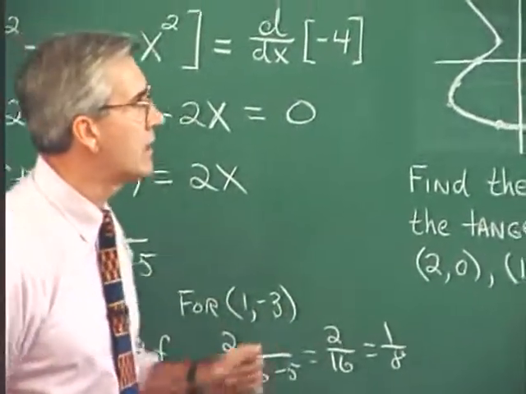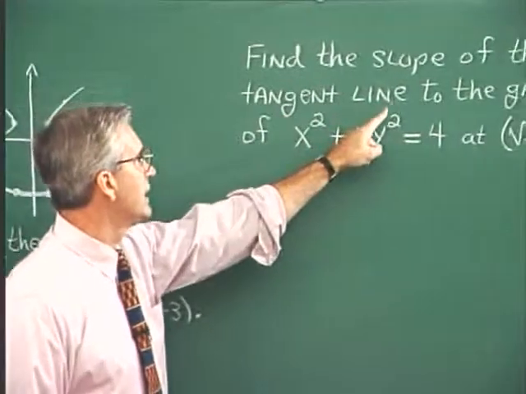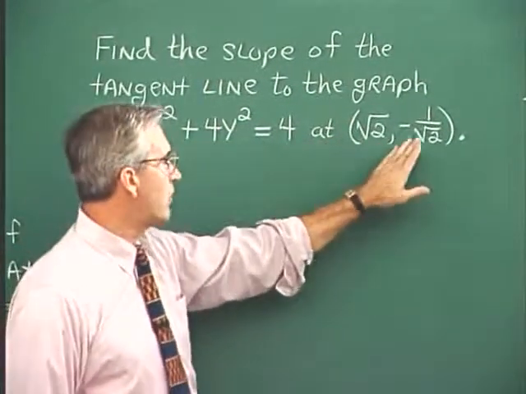Let's take a look at another one. This one says, find the slope of the tangent line to the graph of this equation at this point.